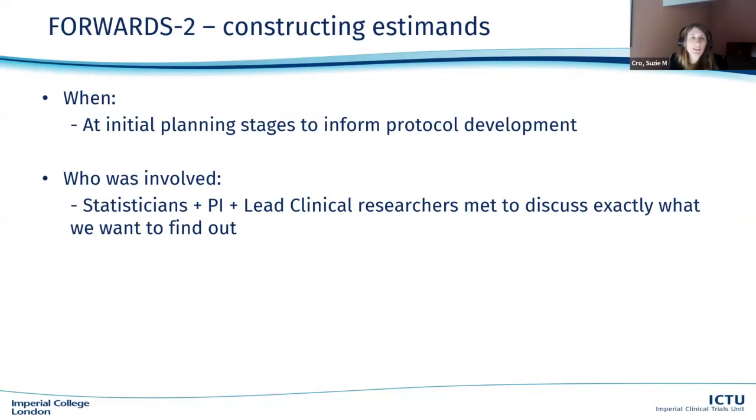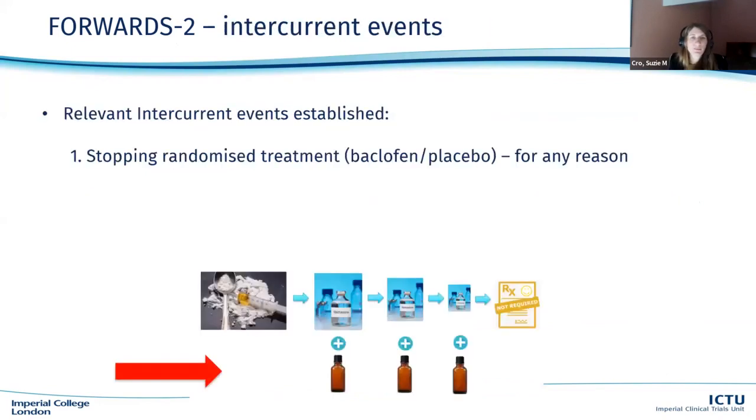So I set up a meeting specifically designated to discuss what we want to find out. This included the trial statisticians, the PI, and the lead clinical researcher. At the meeting, I gave a short introduction to estimands, and we discussed the general trial objective that I've just shown you on the previous slide. We then thought through what intercurrent events were relevant. Recall, in this trial, the patients will be supplementing their standard methadone detoxification therapy with either baclofen or placebo.